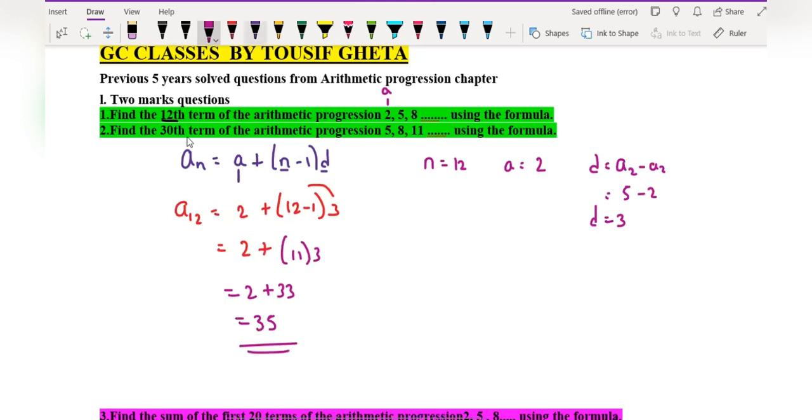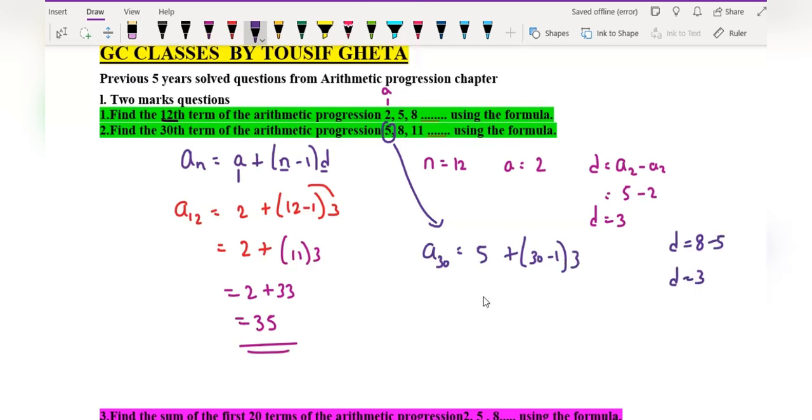The second one is also a similar one. Here they're asking to find the 30th term. So the a30 formula remains the same. Can you say what is the a value? The a value is 5, plus n is 30 minus 1, d. What is the common difference? 8 minus 5, second term minus first term, that will give me again 3.